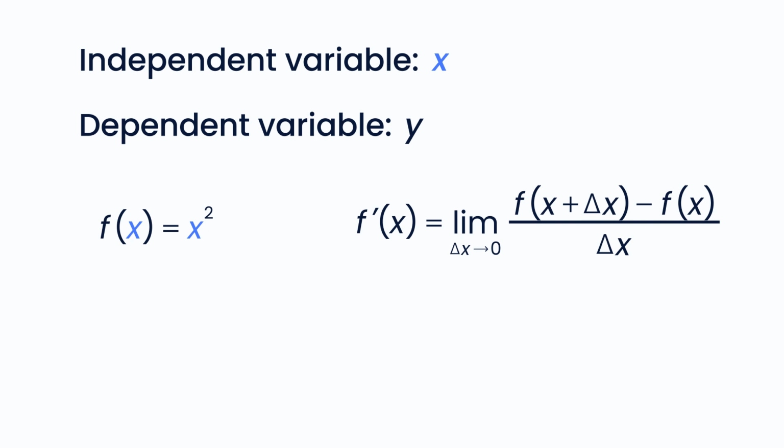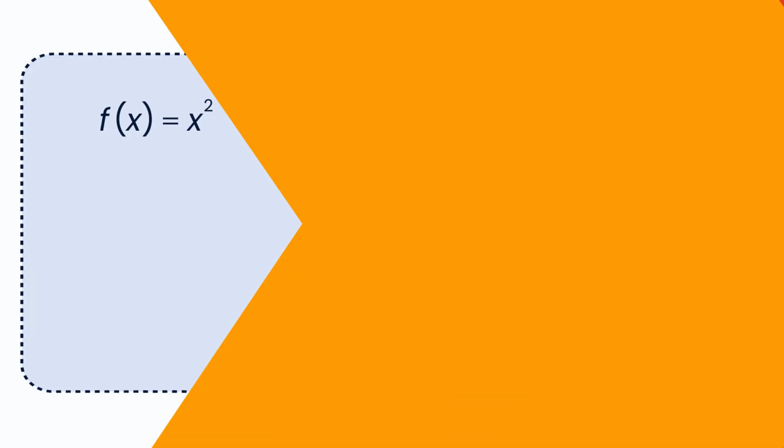Take a look at the definition of the derivative. Here, you will see that the independent variable is x. However, in the numerator of the first expression, we add a delta x to the independent variable. Both of these terms need to be substituted into the function that you want to differentiate. Let's take a look at how this is done.